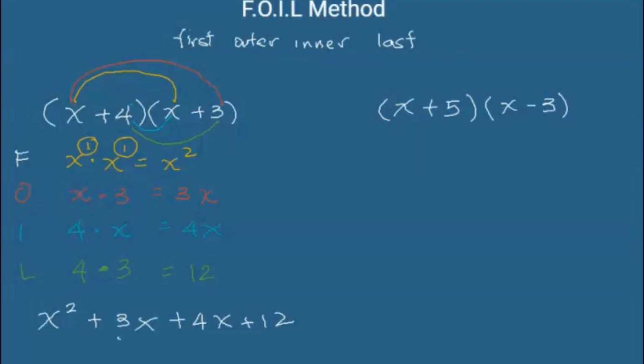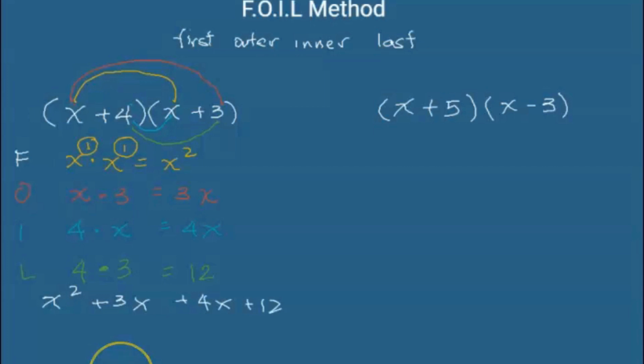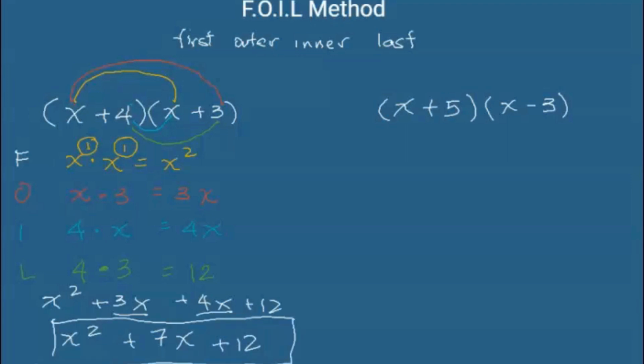As you notice, 3x and 4x are similar terms, so we can combine them: 3x plus 4x is 7x. Let's do that again. We have x squared plus 3x plus 4x plus 12, and then we combine these similar terms to 7x. 3x plus 4x is 7x. So the final answer is x squared plus 7x plus 12.